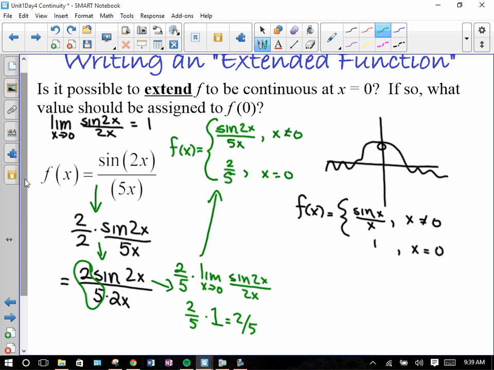Alright, so another way you can say it, you do all this, you get to the limit, and say the limit as x approaches 0 is 2/5. So then you can also just say f of 0 is equal to 2/5. That way you don't have to write all that. We can say f of 0 is equal to 2/5, because what the question is asking is, what value should be assigned to f of 0?